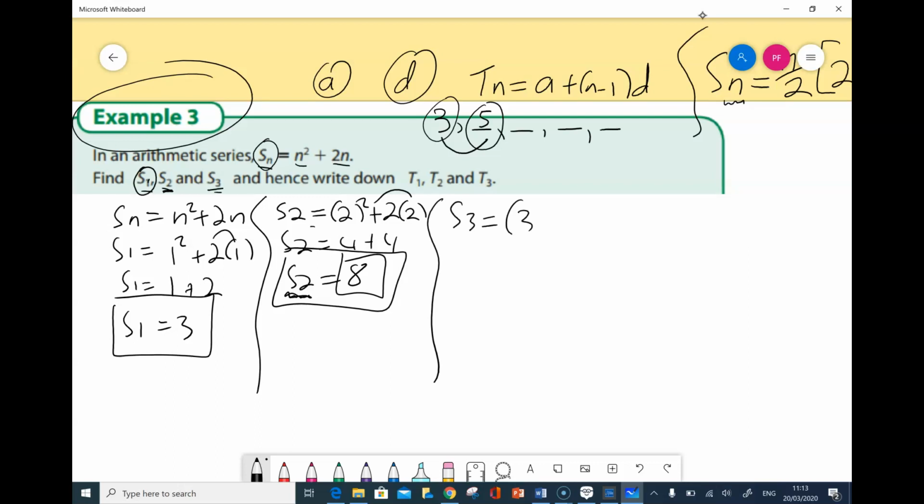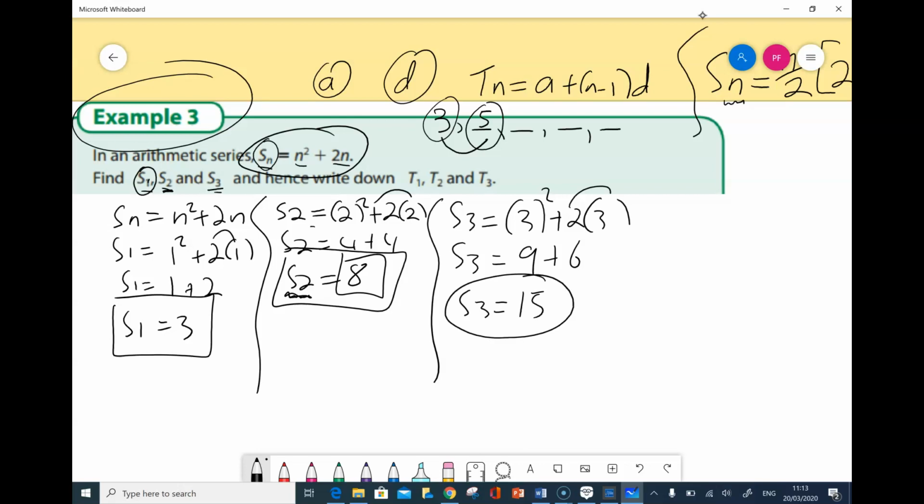Now they want me to find S3. S3 is equal to 3 squared plus 2 times 3. Remember, I'm just using the formula they're giving me. 3 squared is 9, and 2 times 3 is 6. So S3 is equal to 15. That means when I add up the first three terms, I must get 15.